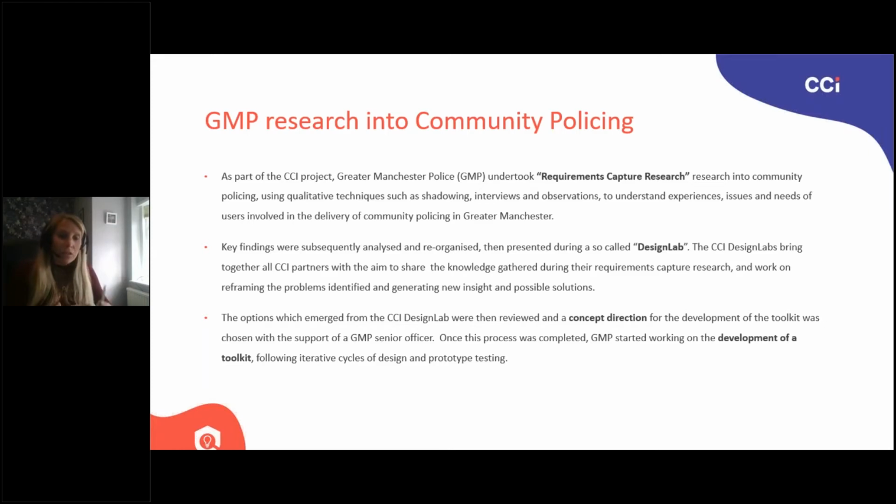So at the end of the design lab, we had several ideas for solutions to the problems that we had identified, and we selected one concept direction for the development of an evidence-based tool. And then we started working on developing this tool, following iterative cycles of design and prototype testing, meaning that we first designed the first prototype, we went to end users, we asked for their feedback, we went back redefining, improving the prototype, we went back again to the end users, gathered more feedback, so back and forth until we were satisfied that users were happy with the final prototype.